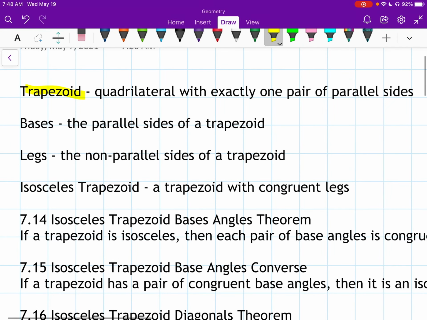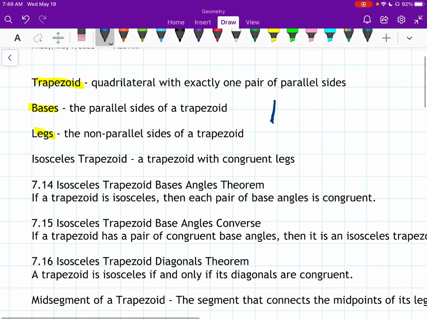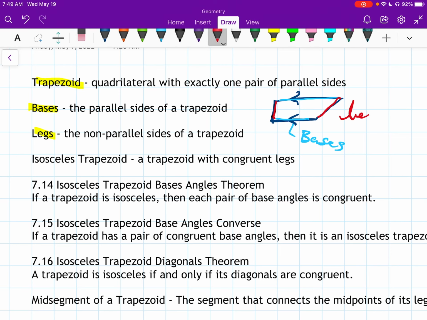Within the realm of trapezoids, we have bases. Bases of trapezoids are the two parallel sides. The legs are the two non-parallel sides. So a trapezoid might look something like this, where this guy and that guy are parallel. This and this, these are the bases. And this, well, let me use a brighter color. This and this, those are the legs. Okay. Now that's just a general trapezoid.